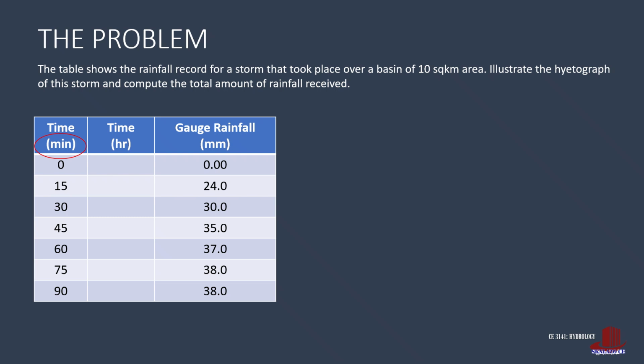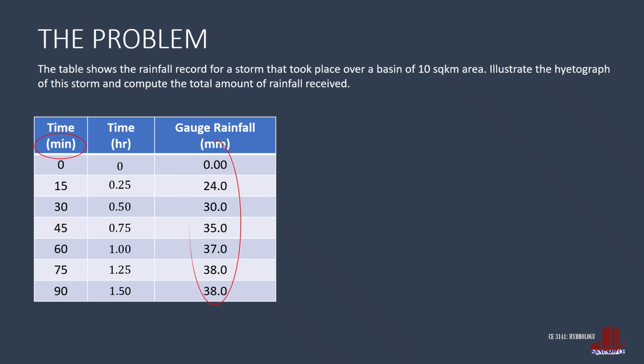This calls for the conversion of time. 0 minutes is 0 hours. 15 minutes is a quarter of an hour, which makes 30 minutes half an hour. 45 minutes is 0.75 hour, and 60 minutes is equal to 1 hour. Also, 75 minutes is 1 and a quarter hours, and then 90 minutes is 1 and a half hours.